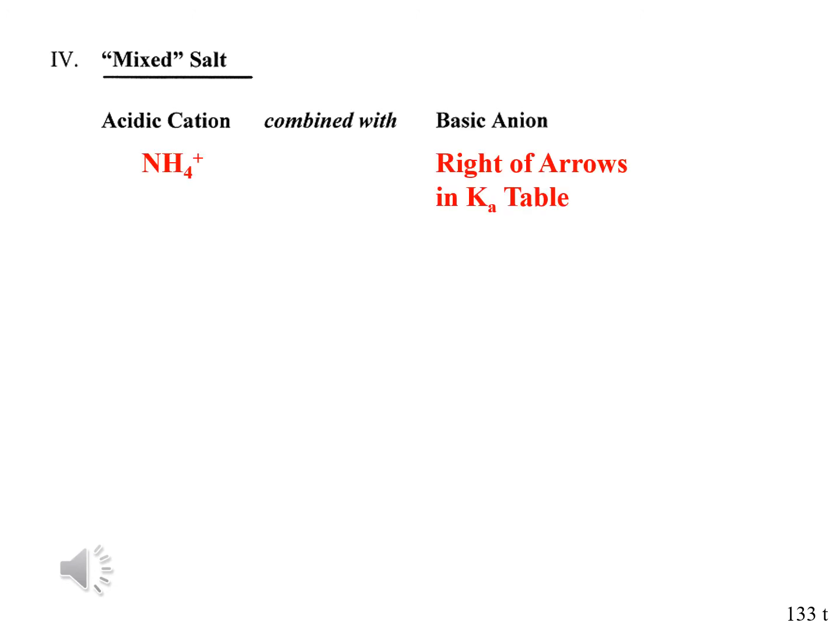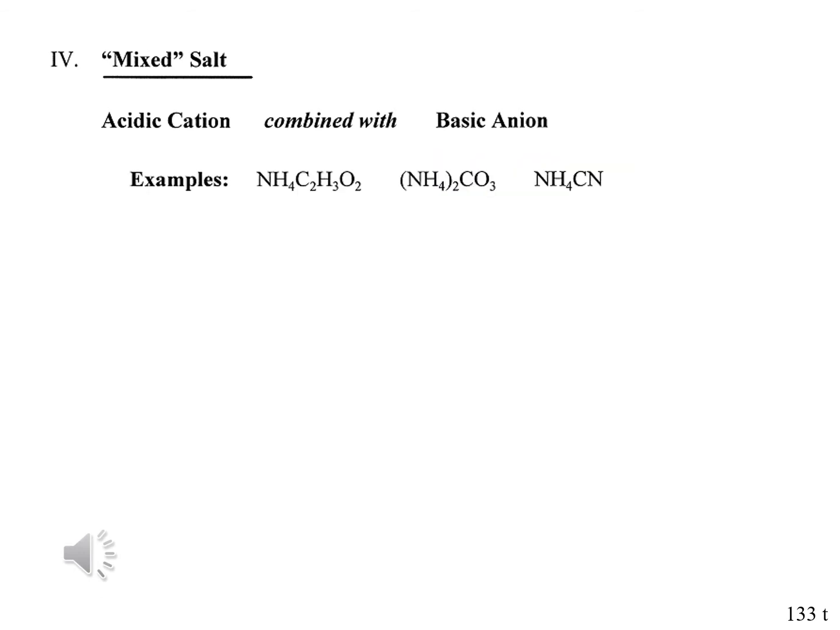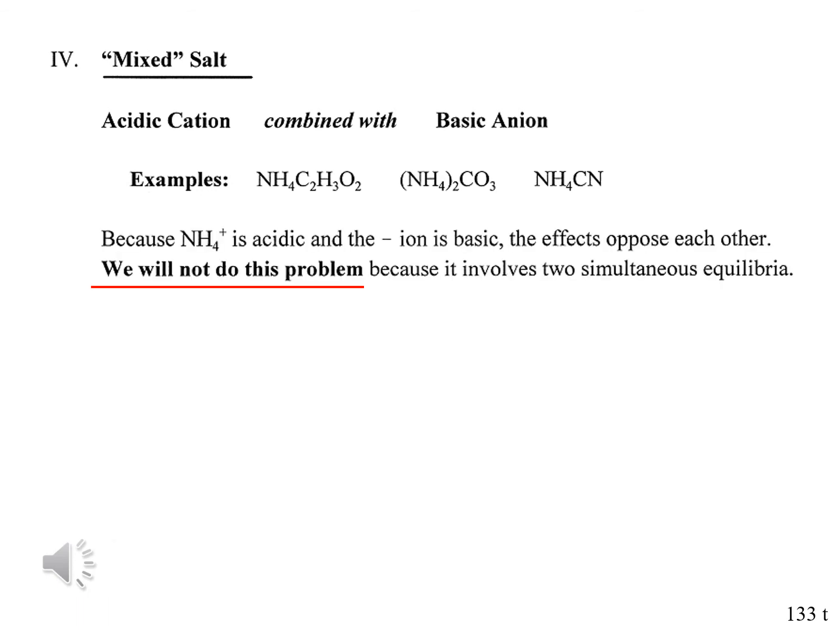These would be formed if you took ammonium and put it with any of the ions on the right of the arrows in the Ka table. I showed you a few examples here. Ammonium acetate is used in buffers all the time, and ammonium carbonate is a very important precipitating agent. So these kind of salts exist. We're just not going to deal with them, but we might see them come up.